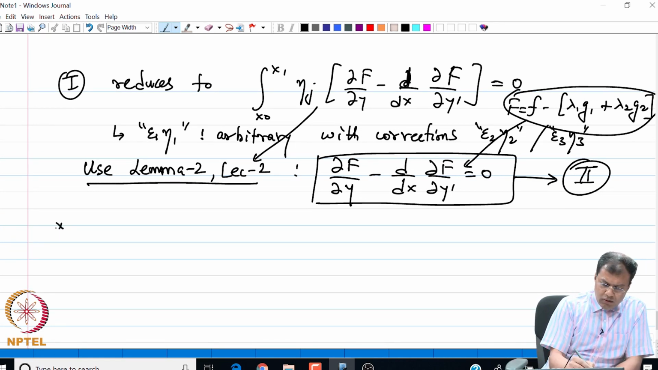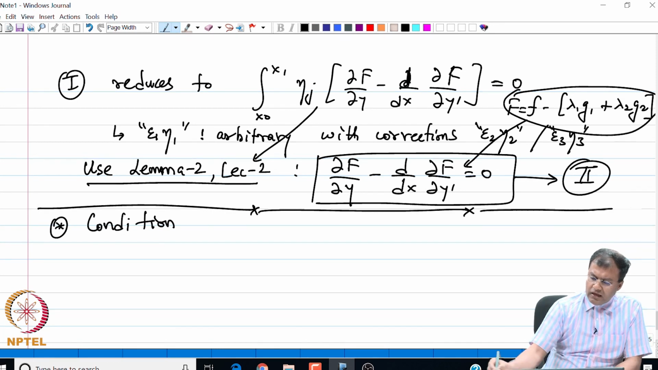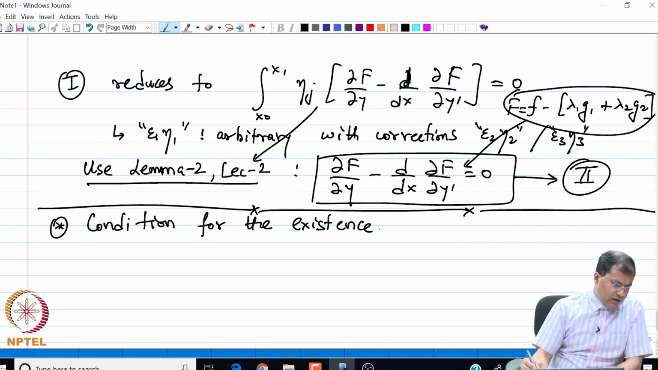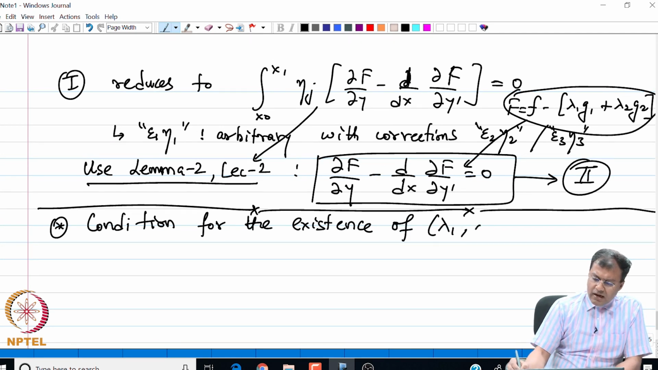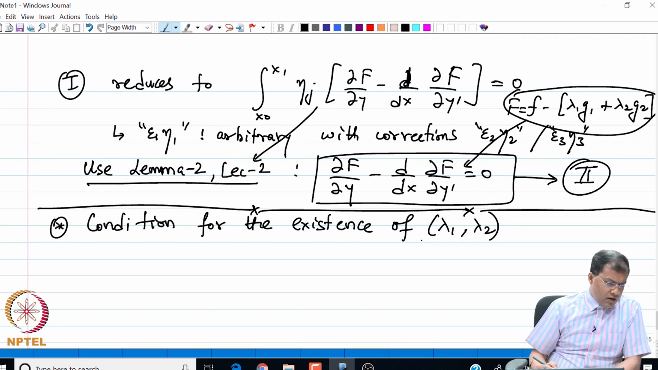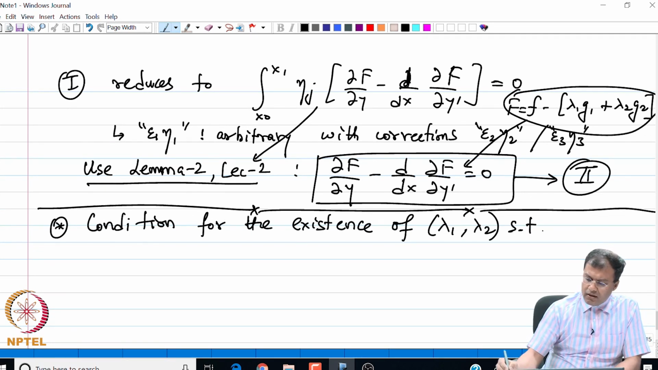So, what we are discussing is the condition for the existence. Whatever we derived so far, whether it really makes sense or not, in other words, do these constants lambda 1, lambda 2 at all really exist, such that this condition 2 produces an extremal.